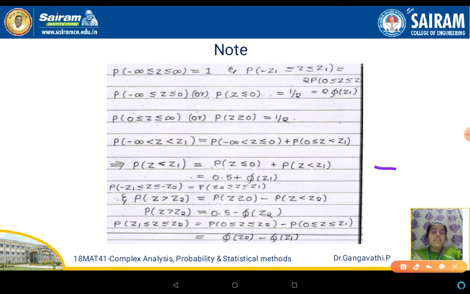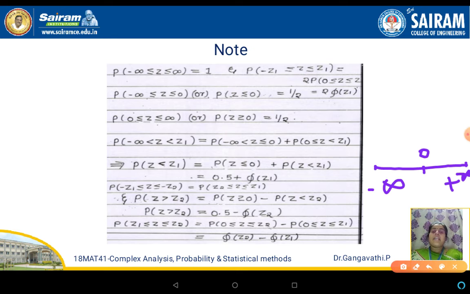So for example, if you take this straight line, in between you have 0, here you have minus infinity and here you have plus infinity. Okay, so here minus infinity to 0 is half. Similarly, 0 to infinity, the probability is also equal to half. That is the meaning here.